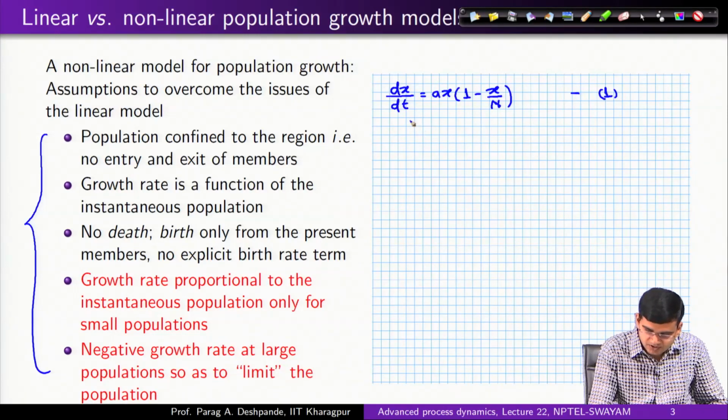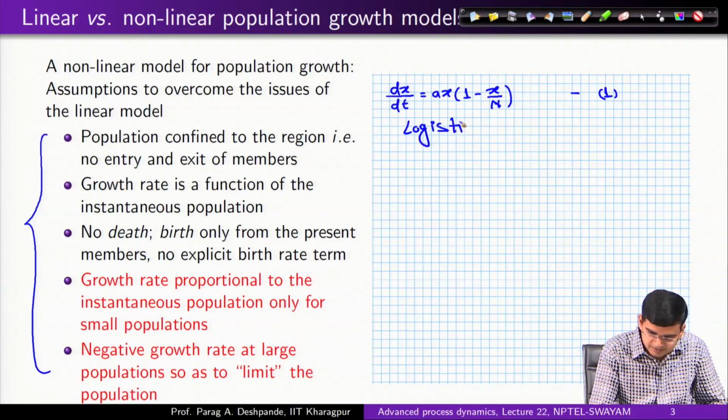This is called the logistic population growth model.